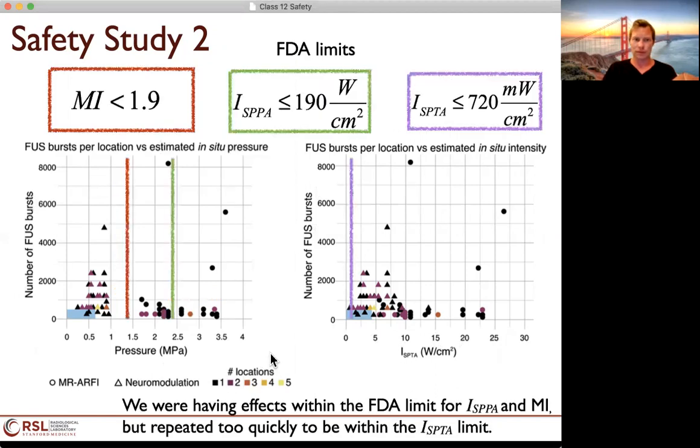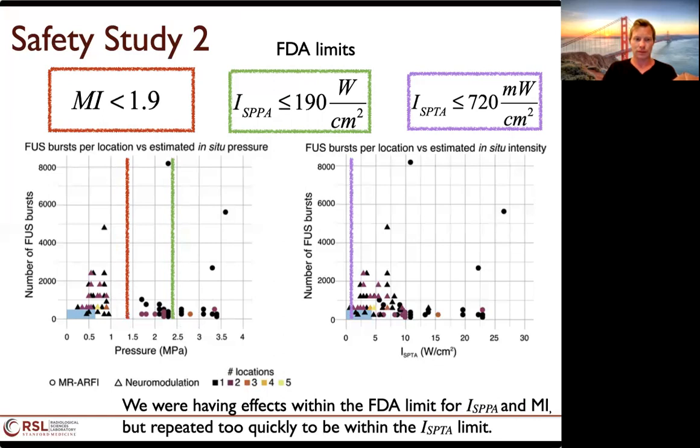And then in terms of the FDA limits, the FDA limits are given above. For MI of 1.9, that turns out to be this point on the graph. ISPPA of 190 watts per centimeter squared, that's this point on the graph, so I just converted that over now to pressure. And you can see most of our sonications were below those points. So we were seeing effects when we were within the FDA limit for ISPPA and MI. Some of the sonications were above those.